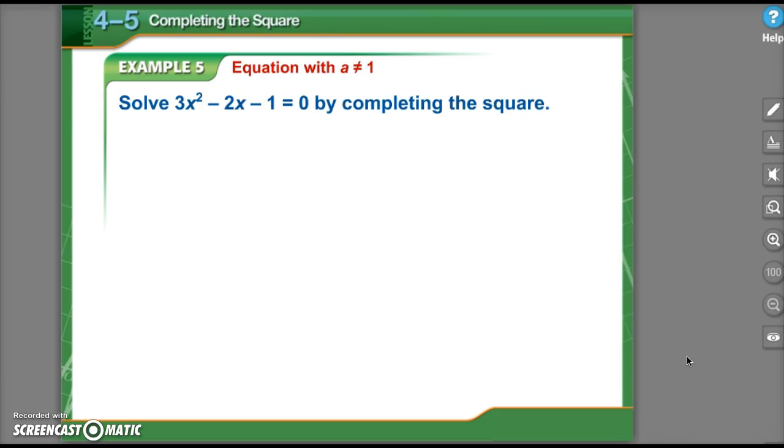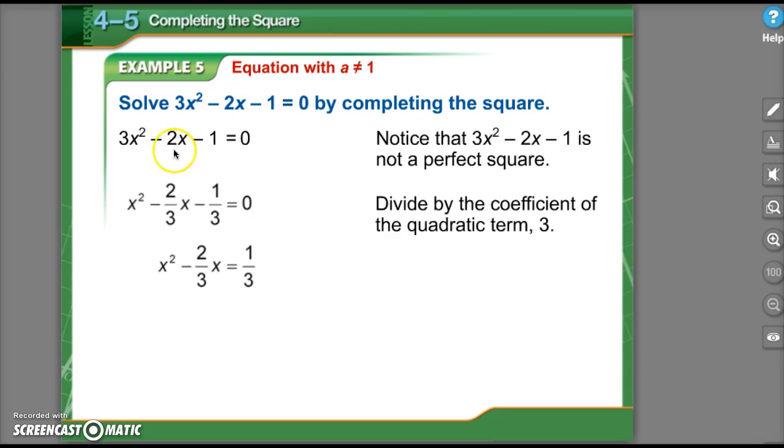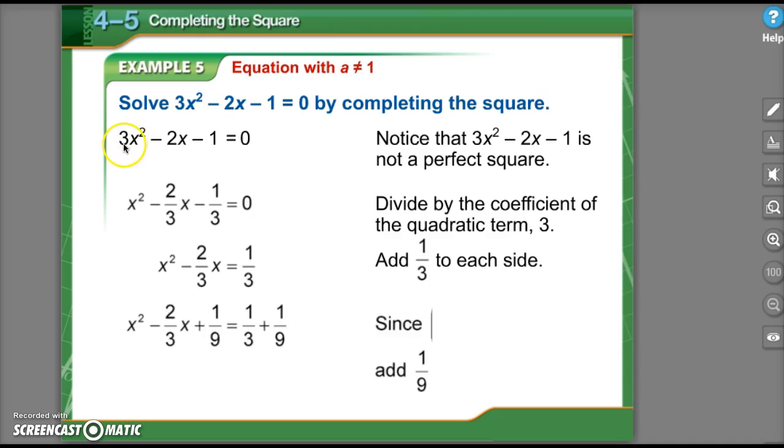Okay, here's an equation where we have to complete the square, but where a is not 1. Notice, if you didn't notice yet, in all the other examples of this lesson, this a value over here was 1, but now it's not going to be 1. So first, we need to realize this is not a perfect square. You can't multiply any number by itself and get 3. Over here, you could do 1 times 1 and get 1, but the 3x squared is not a perfect square.